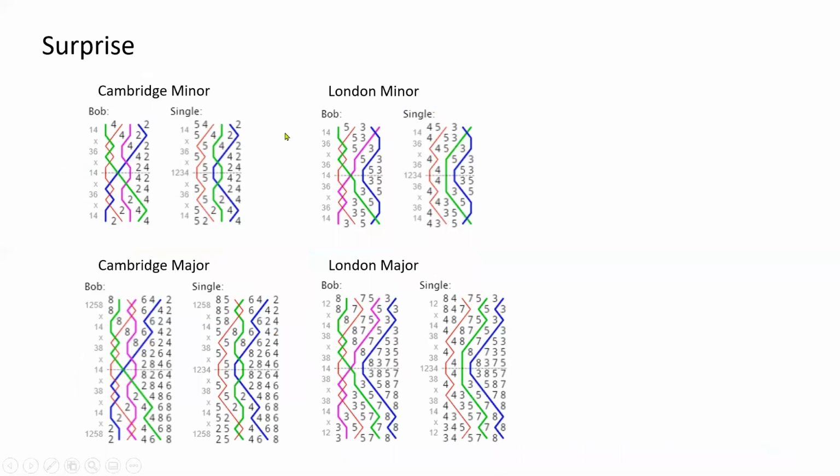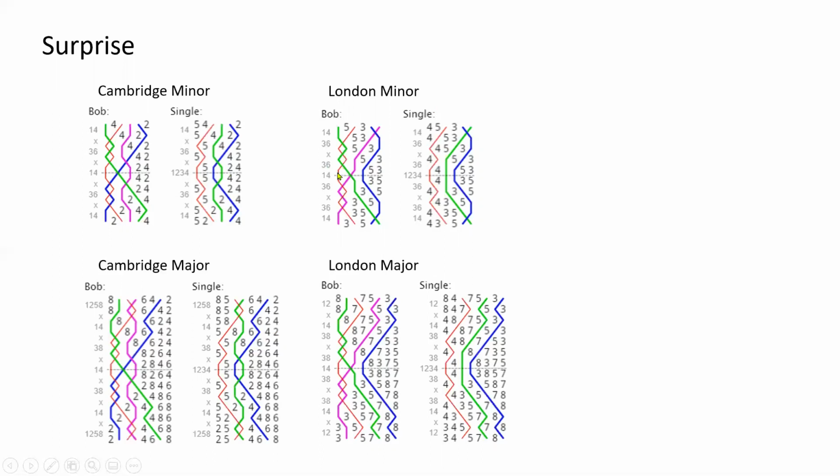I want to compare the calls in Cambridge minor with the calls in London minor, generally considered to be a much more difficult surprise minor method with wrong hunting around the lead end. At first glance, these bobs and singles look very different between the Cambridge and the London. Very different shape to the lines. However, let's focus just on what is happening when the treble is leading.